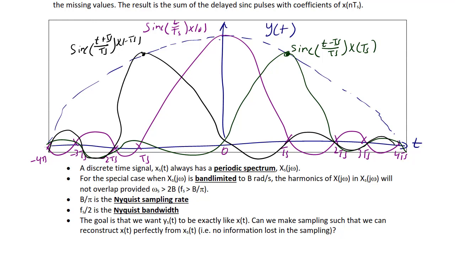The goal is that we want ys of t to be exactly like x of t. Can we make sampling such that we can reconstruct x of t perfectly from xs of t with no information lost in sampling? And we can, as long as we sample at greater than the Nyquist rate, because when you sum all of these signals back together for ys of t, you would get x of t back. And this concludes lecture 9-2 on reconstruction.